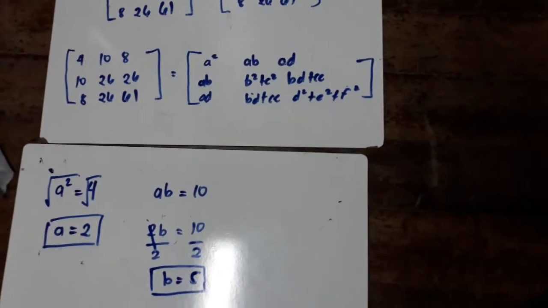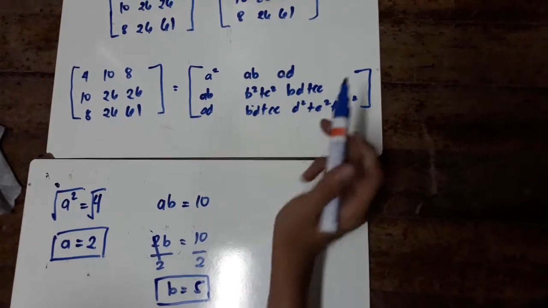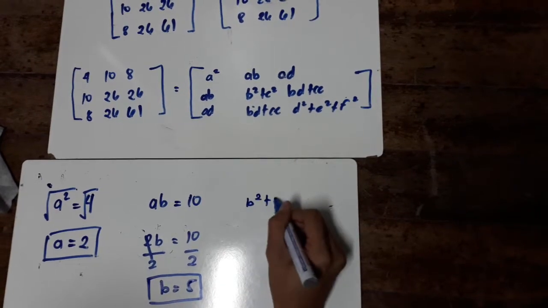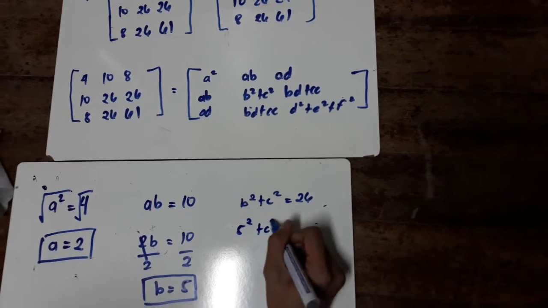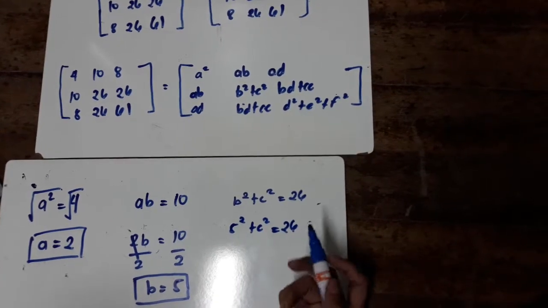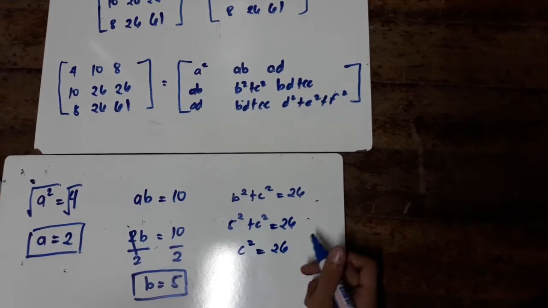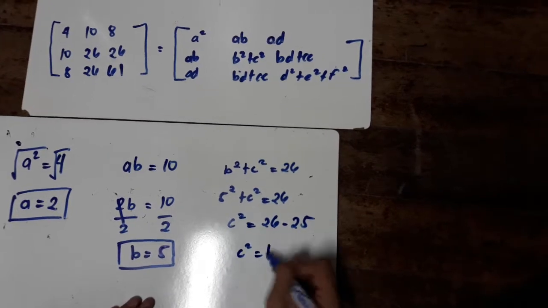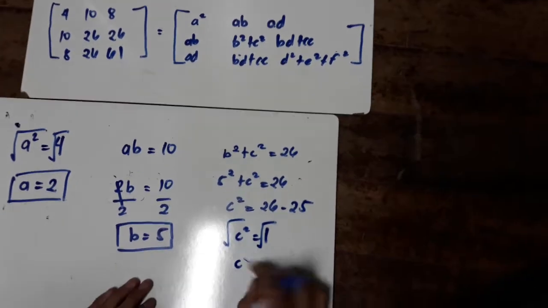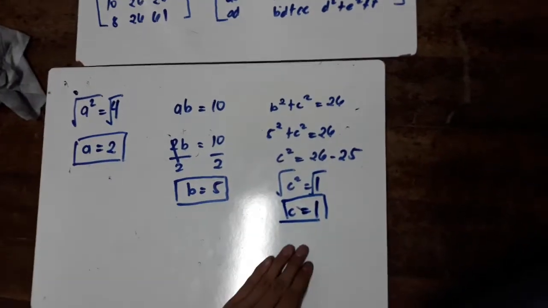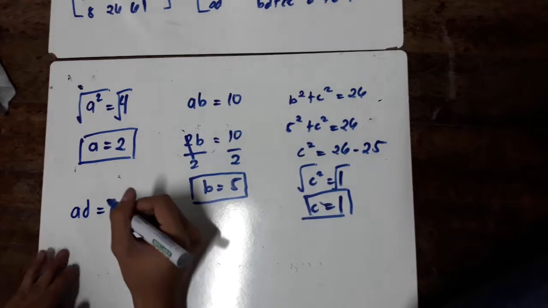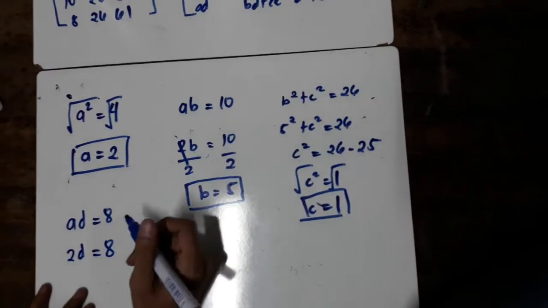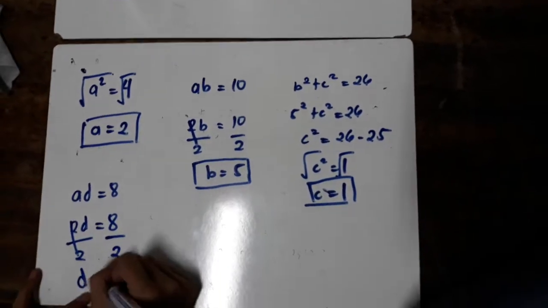To get the value of C, we have B squared plus C squared is equal to 26. Since B is 5, 5 squared plus C squared is equal to 26. 5 squared is 25, so C squared is equal to 26 minus 25, which is 1. The square root of 1 is 1, so C is equal to 1. Now let's find the value of D. AD is equal to 8. Since A is 2, 2D is equal to 8, so divided by 2, D is equal to 4.